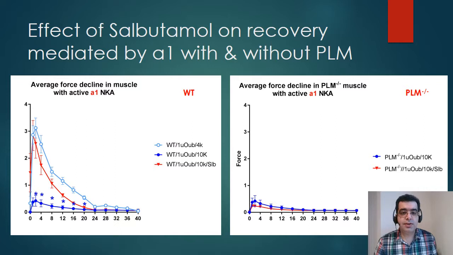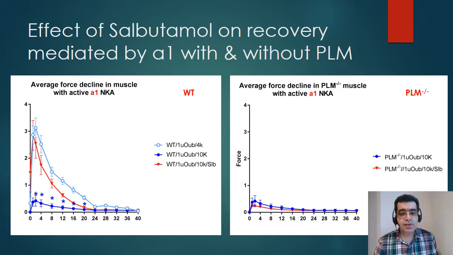Now here things get much more interesting. In the left panel we have wild type muscle treated with ouabain, which gives us alpha 1 only activity. Blue again is stressed muscle, and red is recovery by adrenergic stimulation.